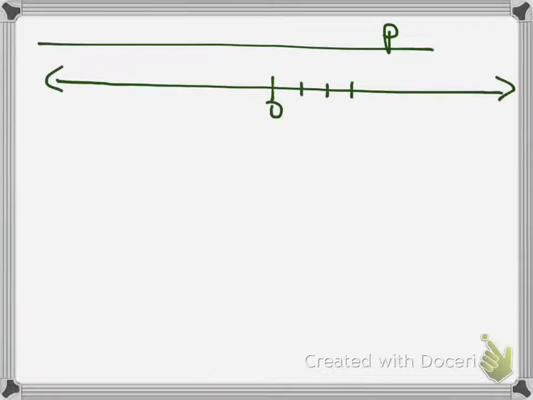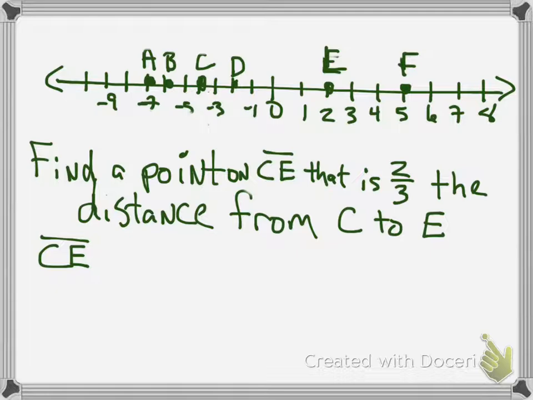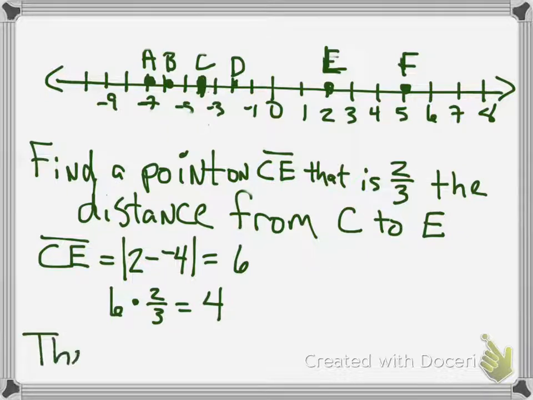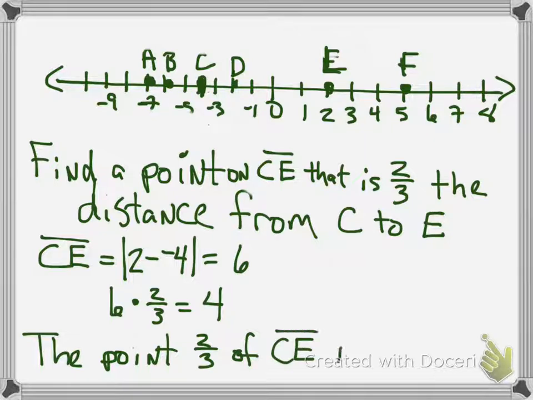Okay? Let's do another example of that. Same thing. Now let's find a point on line segment CE that is 2/3 the distance from C to E. I'm going to find the total distance from C to E, and then go 2/3 of the way from there. C is at -4, and E is at 2, so 2 minus a -4 gives me 6. 2/3 of 6 is 4. So starting at point C, I want to go 4 units over, and that would be the point that is 2/3 of the way there. And that is at 0. And there you go.